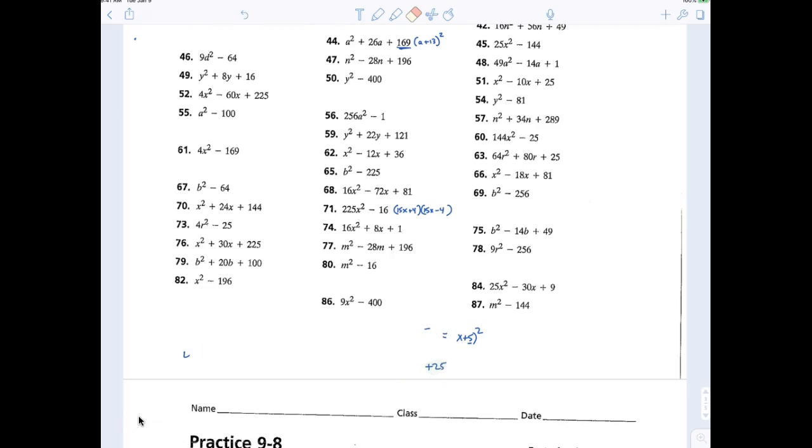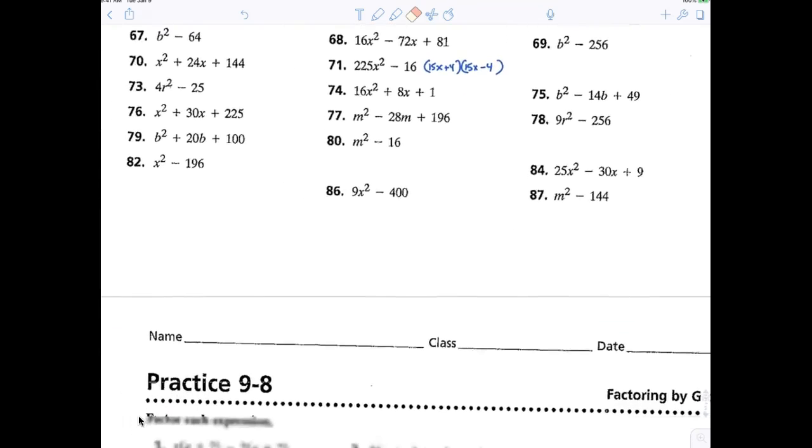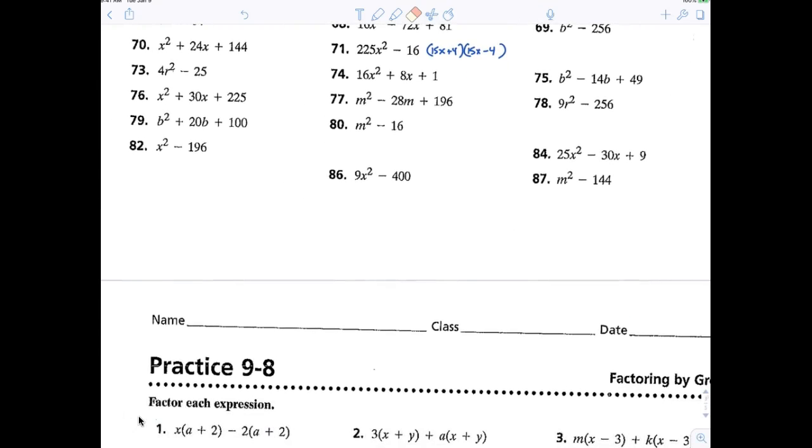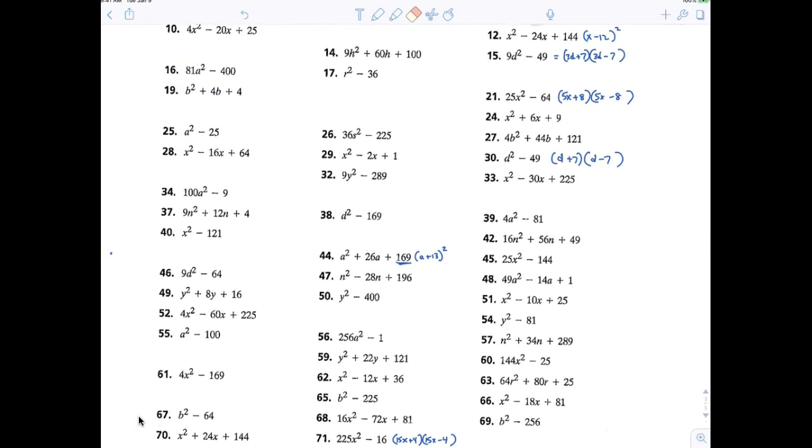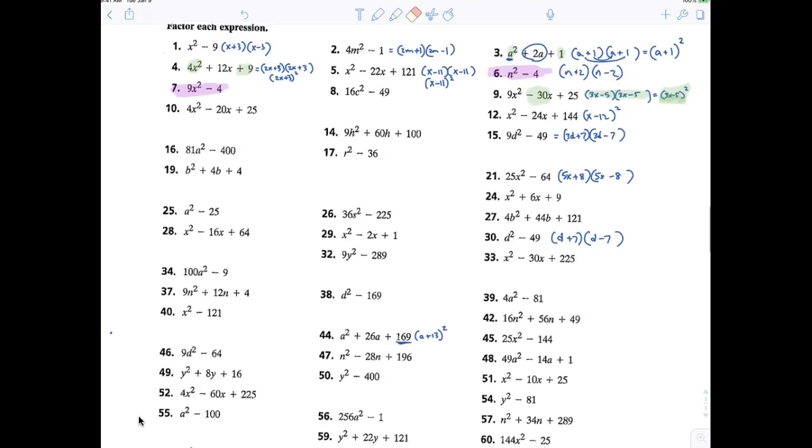Does anybody need anything repeated? Just look up on the board. It's right there on the board. Are you having trouble figuring out which ones I crossed out? All right, I'll give you about 30 more seconds, and then we're going to start.